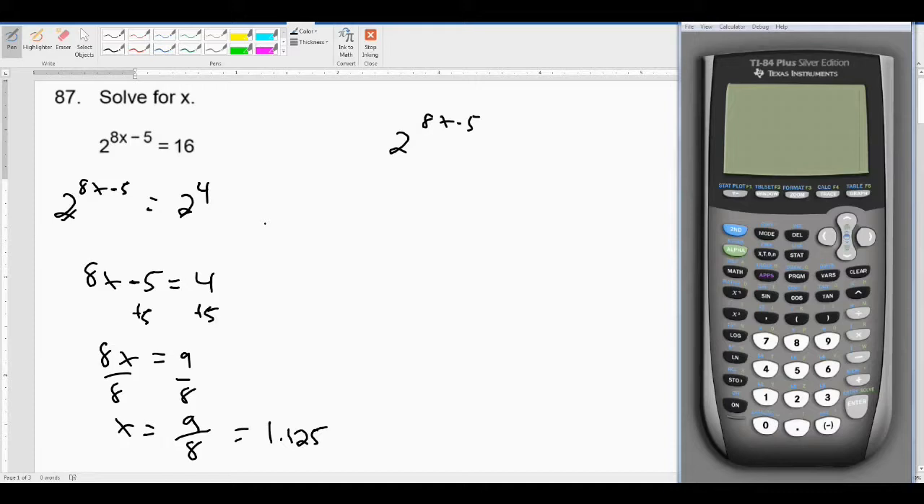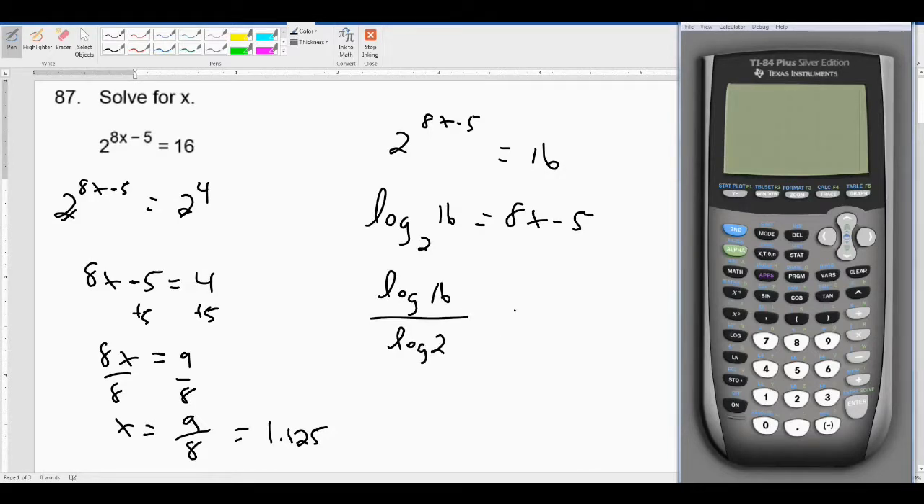And if you like this method, then don't look at this. But I'm actually just going to put it in log form. I like to use the definition. So log base 2 of 16 equals 8x minus 5. And then I'm going to rewrite this using change of base. Log 16 over log of 2 equals 8x minus 5.